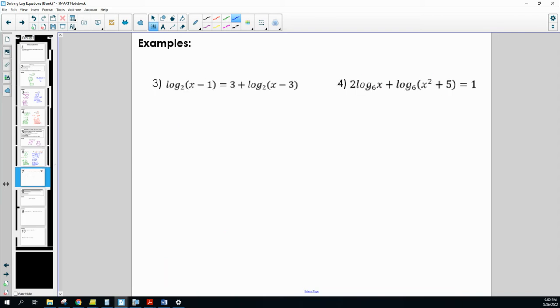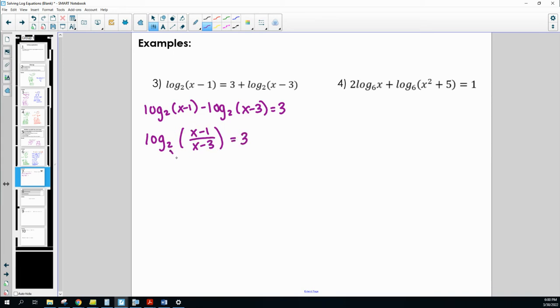Okay, a couple more examples of this type. Again, we do not have logs on the same side. So I'm going to subtract this log to the other side. So we have log base 2 of x minus 1 minus log base 2 of x minus 3 equals 3. I have subtraction, so I'm going to change this to division. So log base 2 of x minus 1 over x minus 3, and that's equal to 3. I have that single log now, so I'll change forms. So we're going to do 2 to the 3rd equals x minus 1 over x minus 3. 2 to the 3rd is 8.